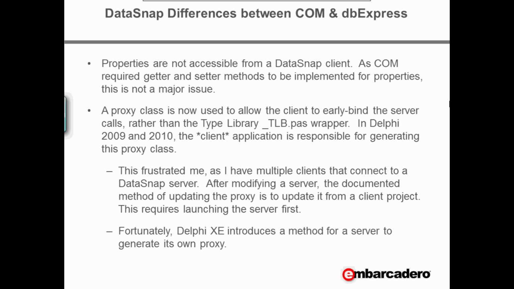A proxy class is now used to allow the client to early bind the server calls rather than the type library TLB Pas wrapper. In 2009 and 2010, the client application is responsible for generating the proxy class. This frustrated me as I have multiple clients that connect to a DataSnap server, and I was used to the server project updating the type library proxy when I modified my server. Now after modifying a server, the documented method of updating the proxy is to update it from a client project. This requires launching the server first and then opening your client to generate the proxy. Fortunately, Delphi XE includes a method for a server to generate its own proxy.